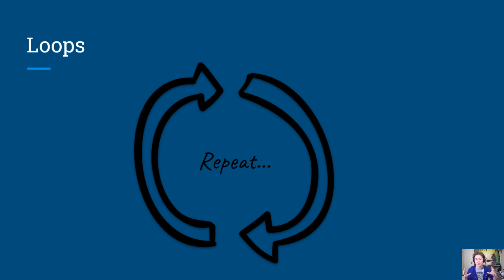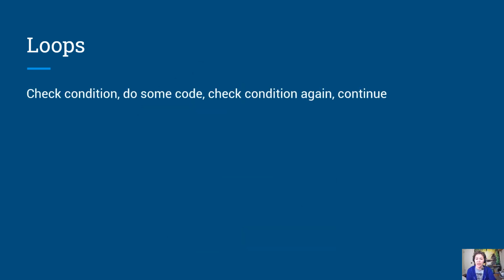So basically it's a chunk of code that you can repeat, and you get to decide how long you want to repeat it for. So the basic structure is that you check some condition, you do some code, you check the condition again, and then you continue this process. And you repeat this until the condition becomes false. So as long as the condition is true, you continue running the code that is inside of the loop.